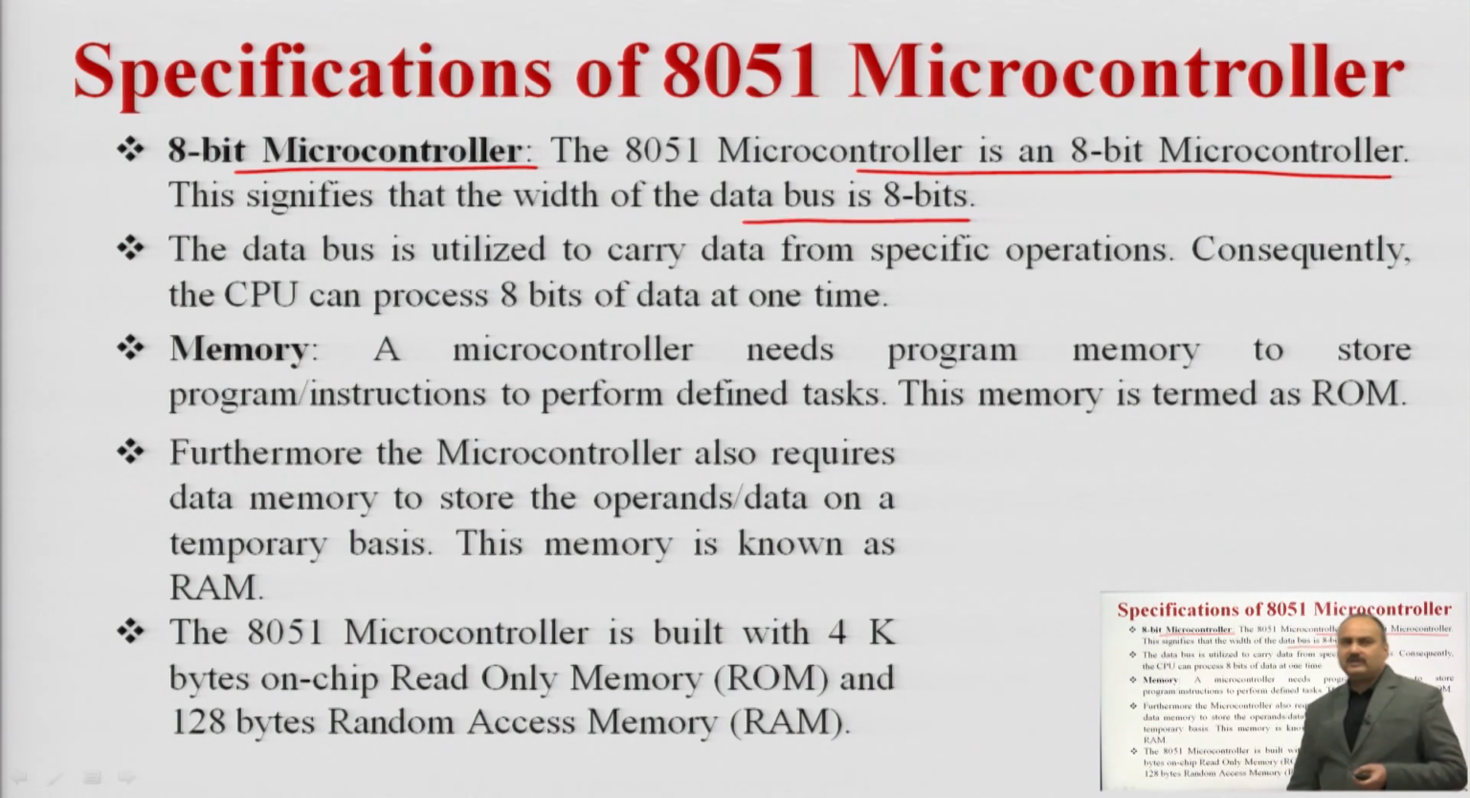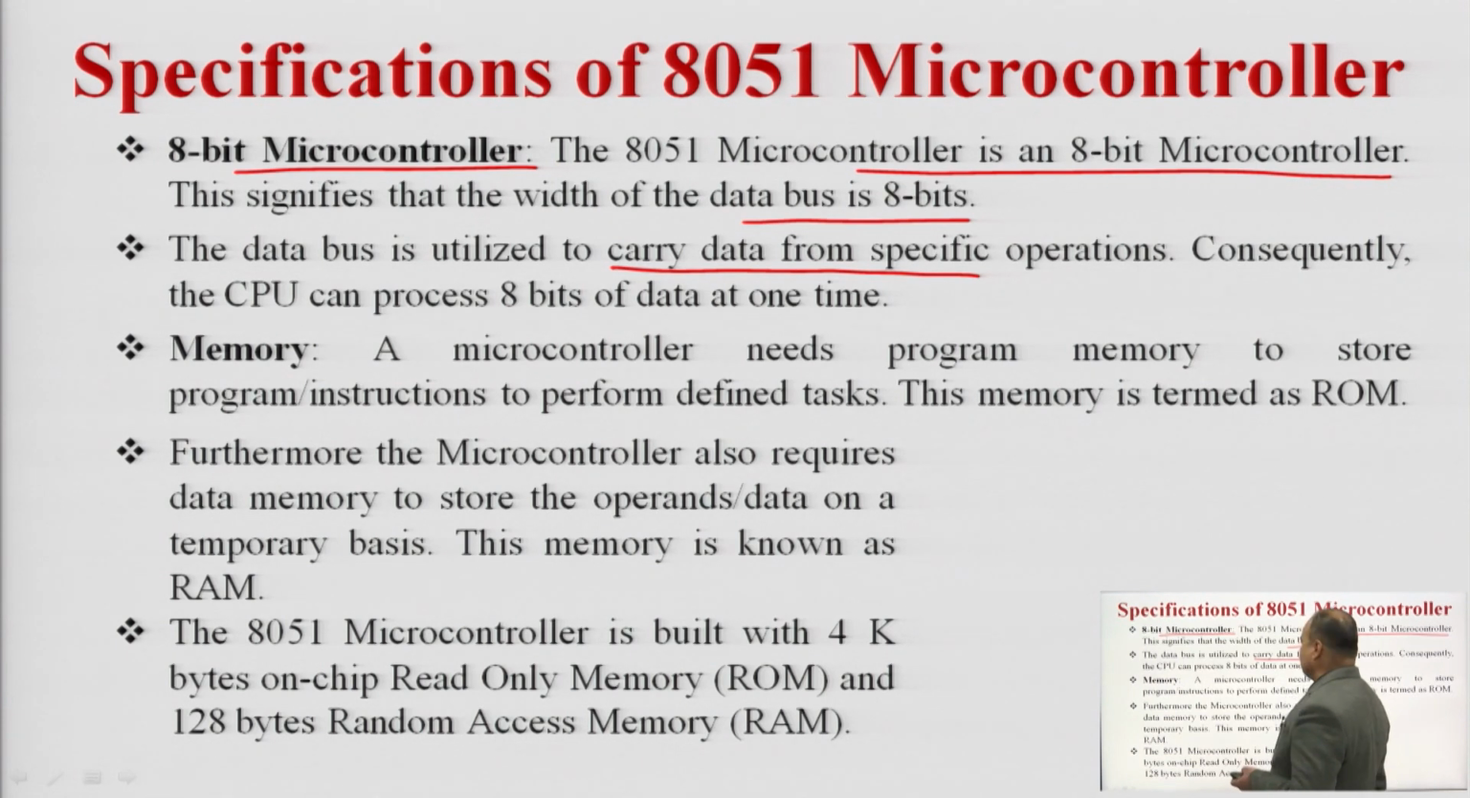So, what is the meaning of 8-bit microcontroller? The width of the data bus is 8-bit. It means that at a time the microcontroller will carry 8-bit data only. The data bus is utilized to carry the data from a specific operation. Consequently, the CPU can process 8 bits of data at a time, because the width of the data bus in case of 8051 microcontroller is 8-bit. That is why the CPU can process 8 bits of data at one time.